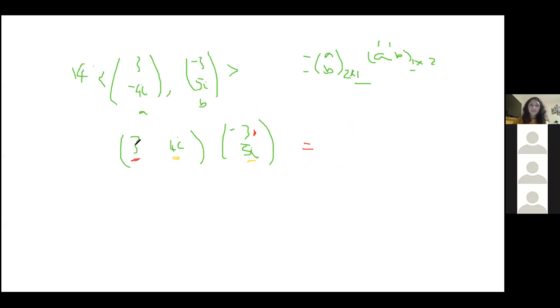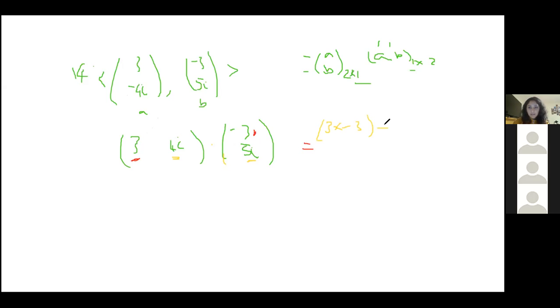So 3 just says 3 because it's real, and then 4i becomes -4i because we're taking the complex conjugate of it. And so we've done the transpose, and then we're multiplying that by the column vector, which we haven't changed. And so that's -3 and 5i. So that's just a column vector as it is. And then what you do is you multiply the first element of your first vector by the first element of the second vector. So that is 3 times -3, okay?